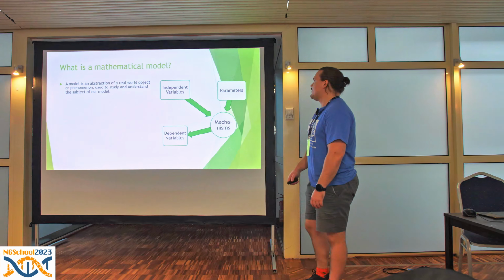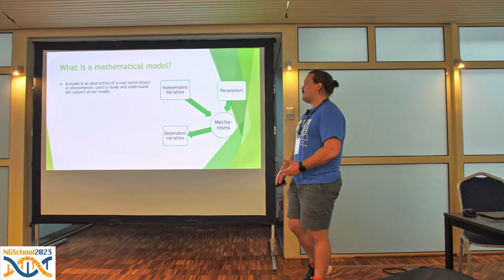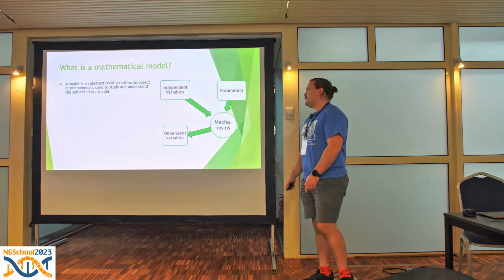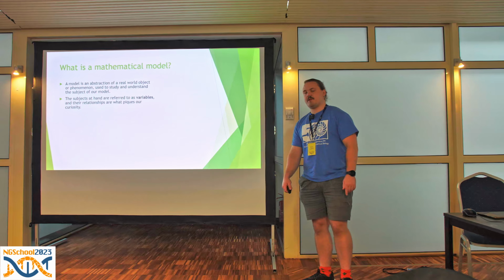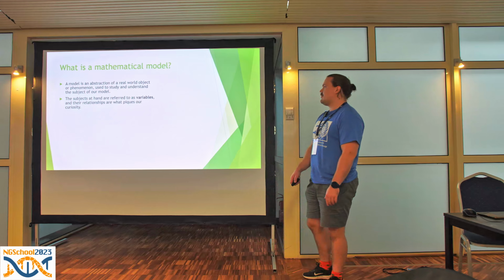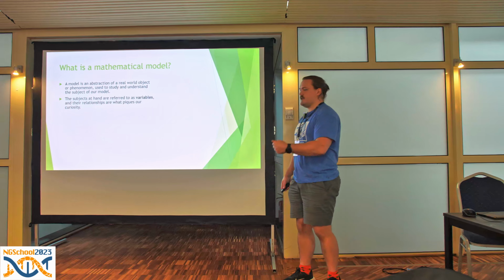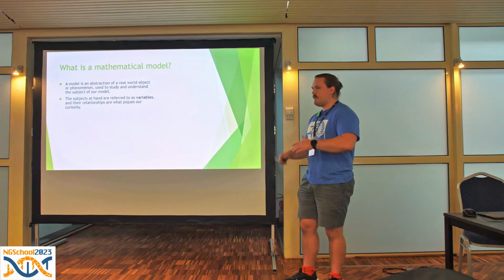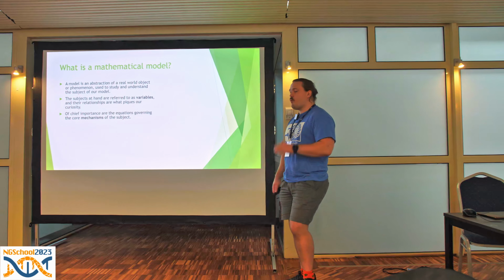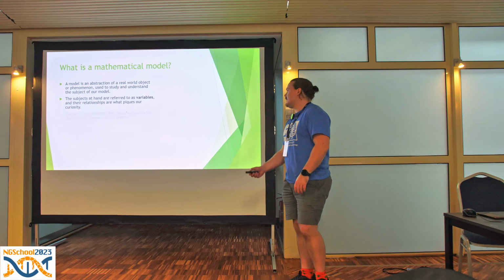So what is a mathematical model? A model in general is an abstraction of a real-world object or phenomenon, and it's used to study and understand the subject of that model. The subjects at hand are referred to as variables, and their relationships are what pique our curiosity when we study some phenomenon in nature or society. And of chief importance are the equations that govern the core mechanisms of the thing that we are interested in.